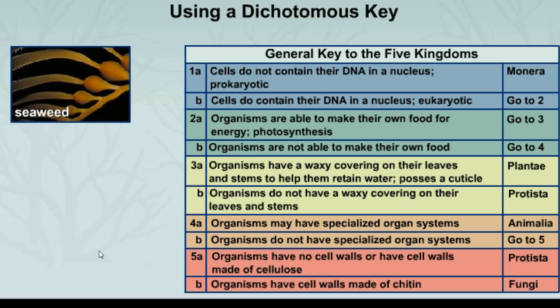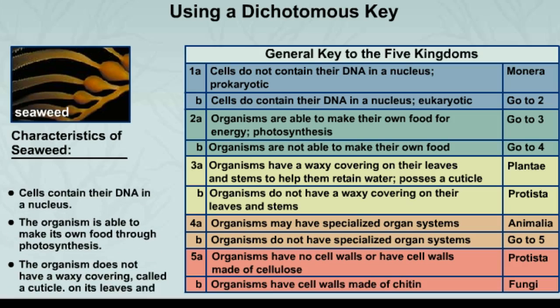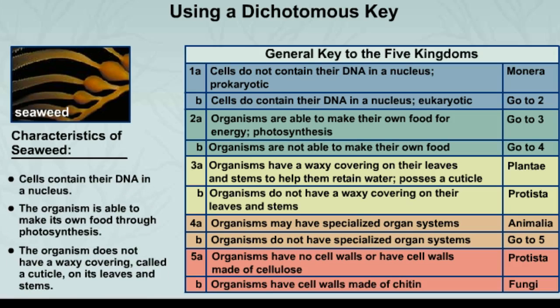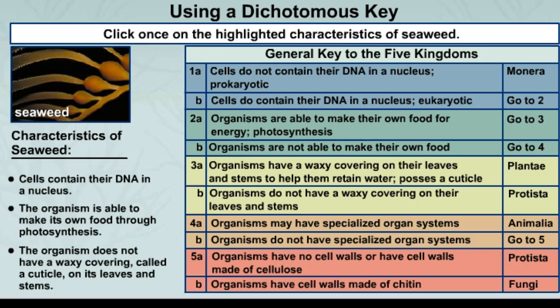To see an example of how to use a dichotomous key, please click on the seaweed. This activity will lead you to the kingdom that includes seaweed. Characteristics that apply to seaweed will highlight at each step in the key. Simply click once on the characteristic as it is highlighted.